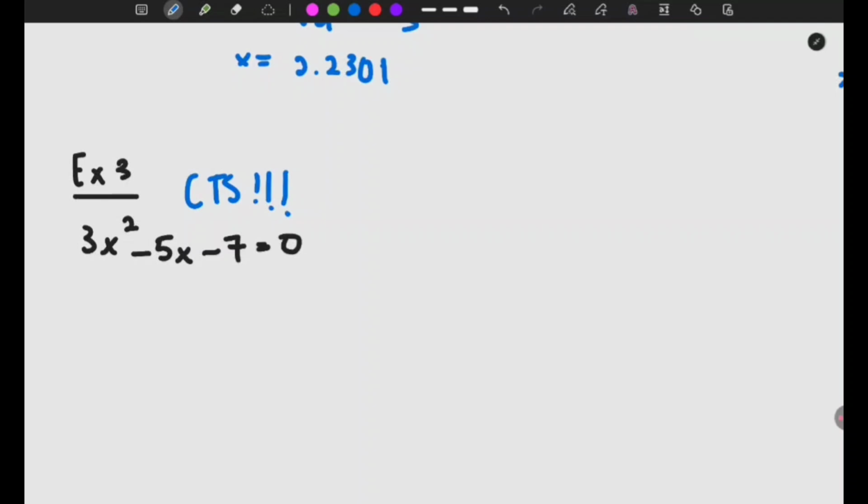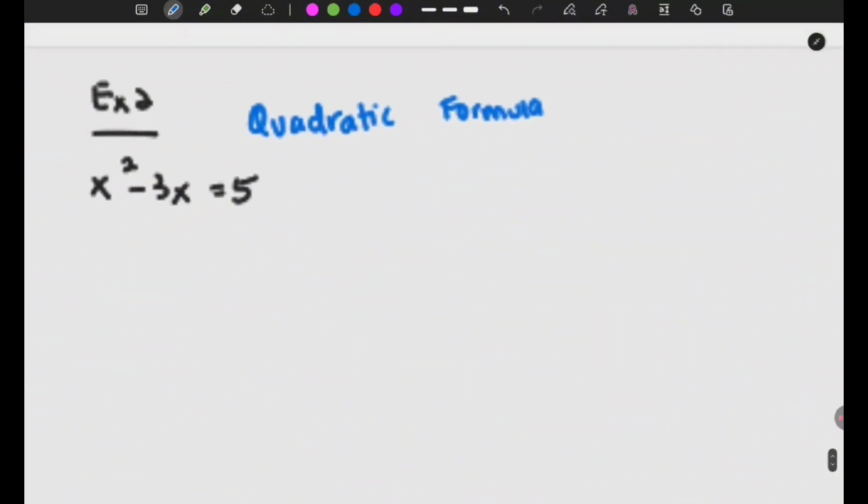So let's do the example 2 first. Quadratic formula, this thing. So first thing you need to bring into a general form. So this question, when I see this equation, they are not in the general form. So first step, bring into a general form. So x squared minus 3x equals to 5. So what you have to do, bring the 5 to the other side. So when you bring here, become x squared minus 3x minus 5 equals to 0.